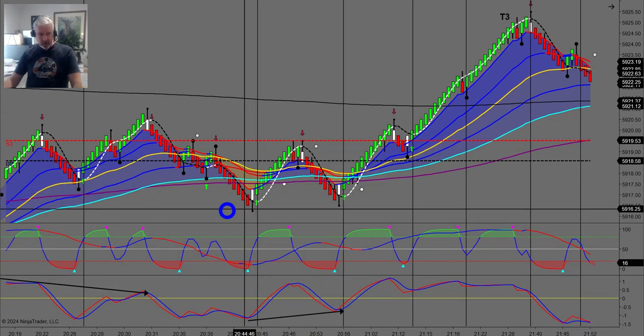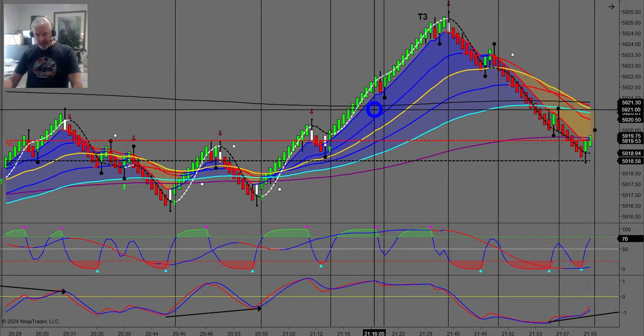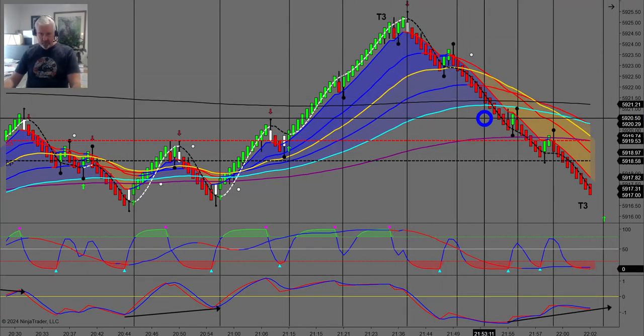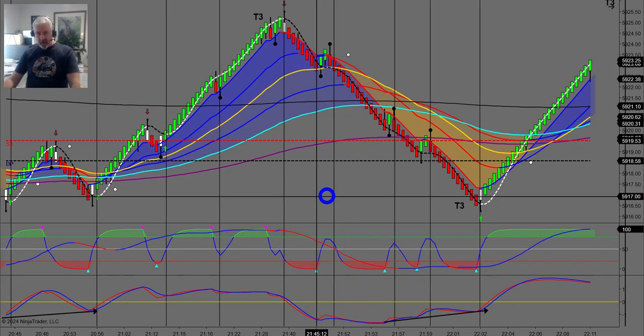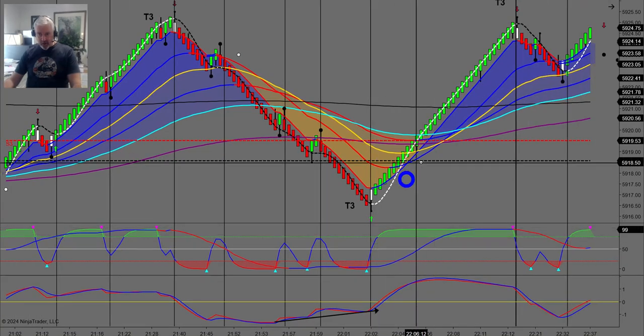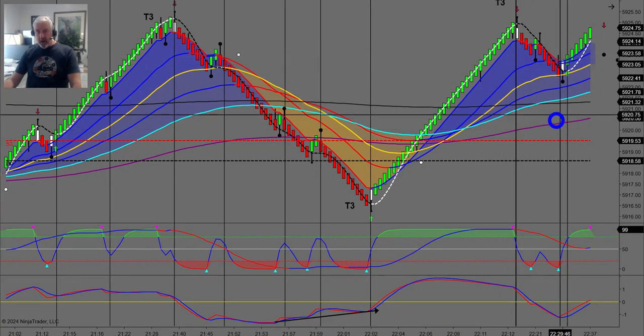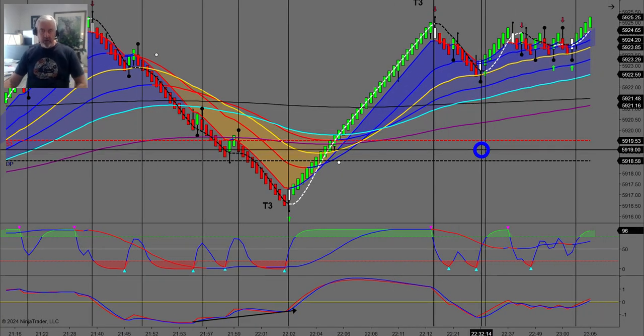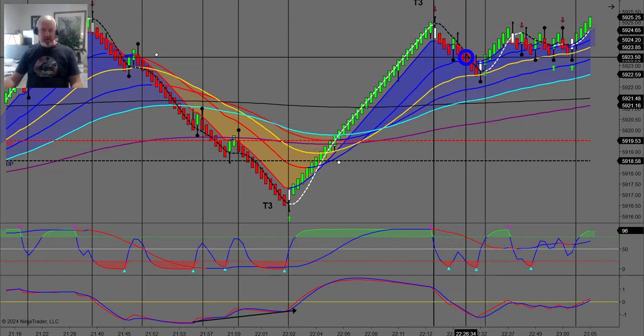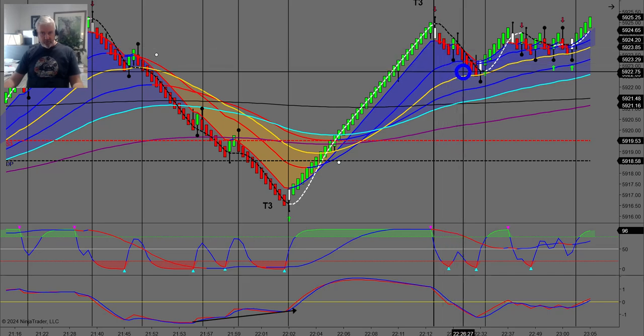Okay, that's a long, that's a T3, beautiful winner. That's a T10. There's another T3. We roll up, here's another T3. That's a long trade. Now some of these you may look at and say, well, that's not a really big move. It's still a $75 move per contract. Remember, you're only after $200 to $300 a day per contract.